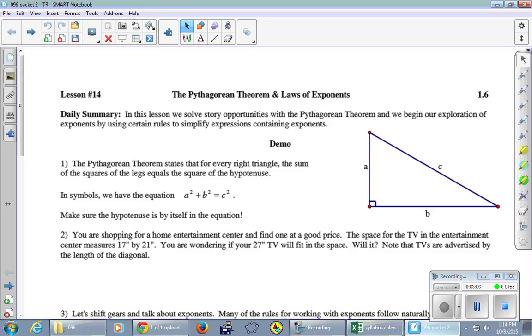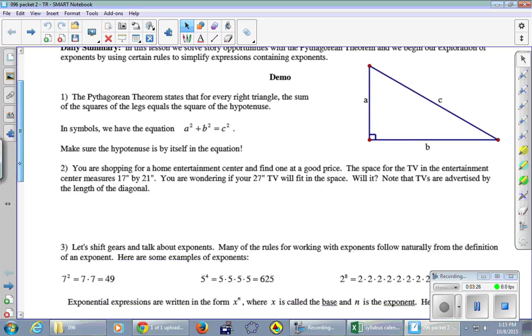Okay. Lesson 14. In this lesson, we solve story problems, word problems, with the Pythagorean theorem, and we begin our exploration of exponents by using certain rules to simplify expressions containing exponents. So 2 things. Pythagorean theorem is kind of a one-and-done topic we'll cover now and then really not talk about anymore. And then exponents we're going to talk about quite a bit over the coming classes. So we'll start with Pythagorean theorem.